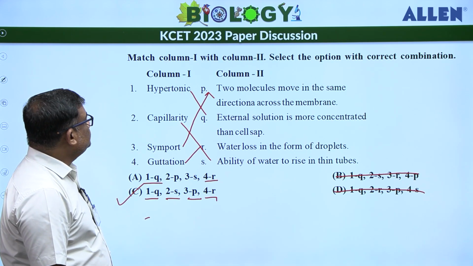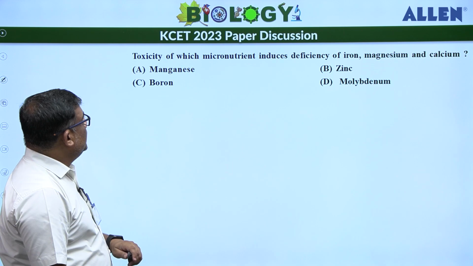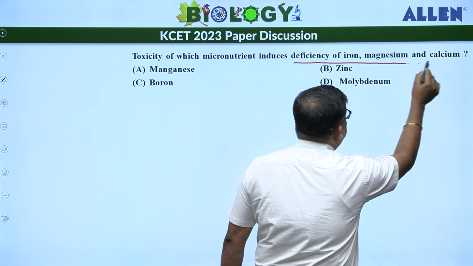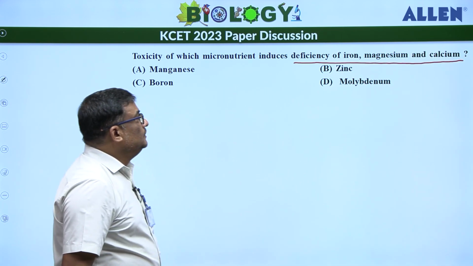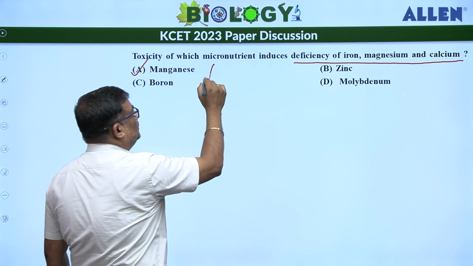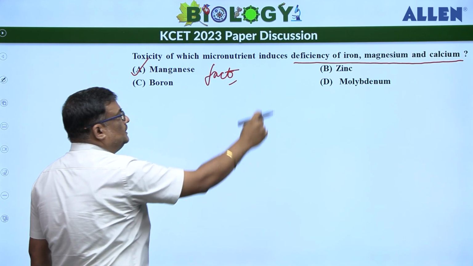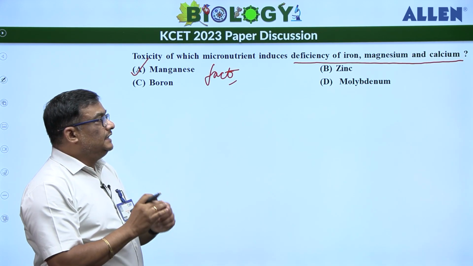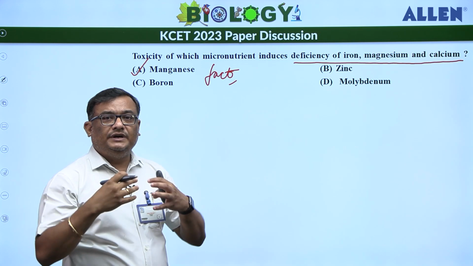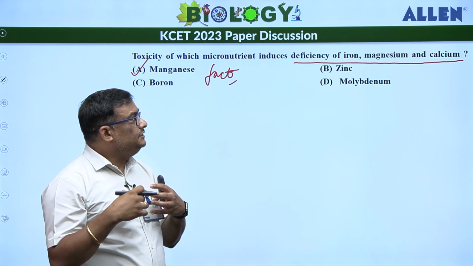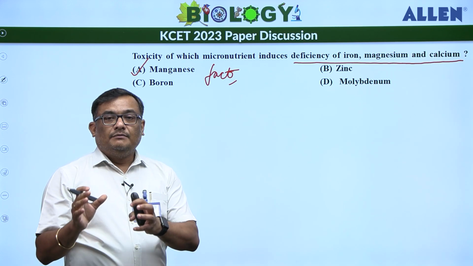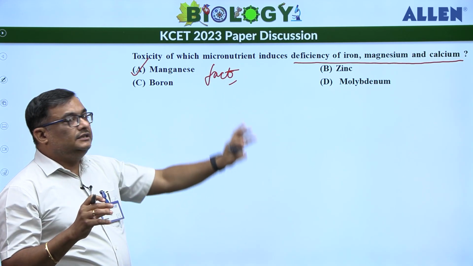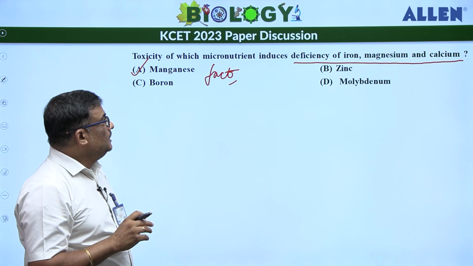Now let us go with the next one. Toxicity of which of the micronutrients induces deficiency of iron, magnesium and calcium? Answer is manganese. It's a purely factual question. In NCERT when you open, there is a paragraph written, but there are certain conditions where you feel that it is due to the deficiency of magnesium or iron or calcium, but actually it is not the deficiency. The toxicity of manganese is creating the problem of deficiency. Coming to the next one.